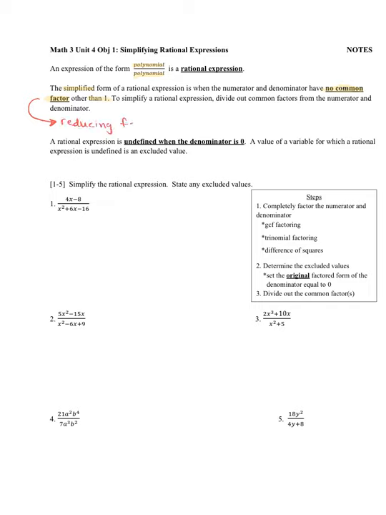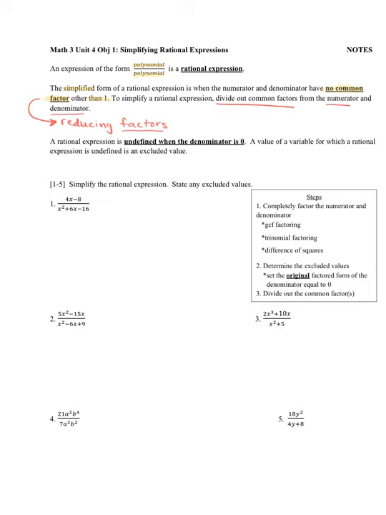Reducing factors is not the same thing as reducing constants or terms. So we need to make sure we're understanding that we are working with factors. If you need to brush up on your factoring, go back and look at some of your old Unit 1, Unit 2 materials to review how to factor. Okay, so again, we will be dividing out common factors from the numerator and from the denominator.